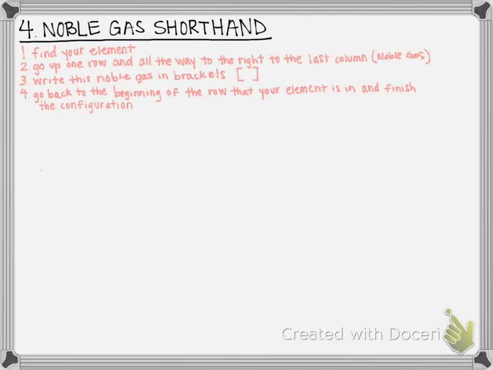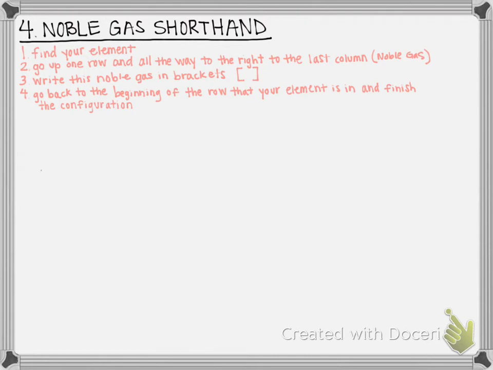Now again, that could take you a really long time for the elements that are farther down, writing out the full electron configuration. So there's something called the noble gas shorthand. The steps to writing this: the first thing is you need to find your element. Second step, you need to go up 1 row and all the way to the right to the last column, which is your noble gases.